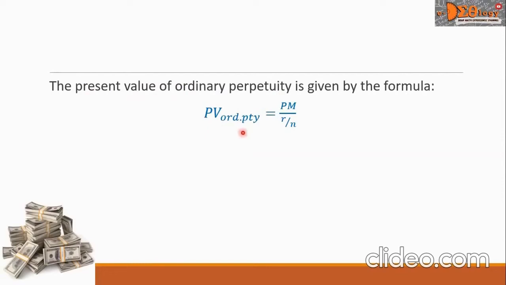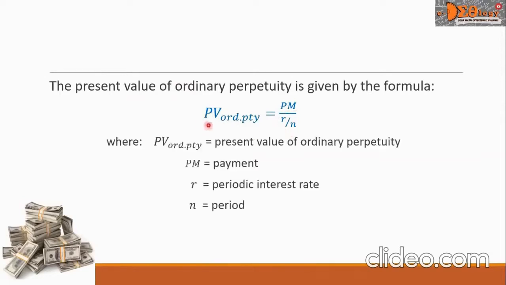PV sub ordinary perpetuity equals a fraction where the numerator is PM all over another fraction that is R over N. This PV means present value of ordinary perpetuity. The PM means payment. The R means the periodic interest rate. And N is the period.